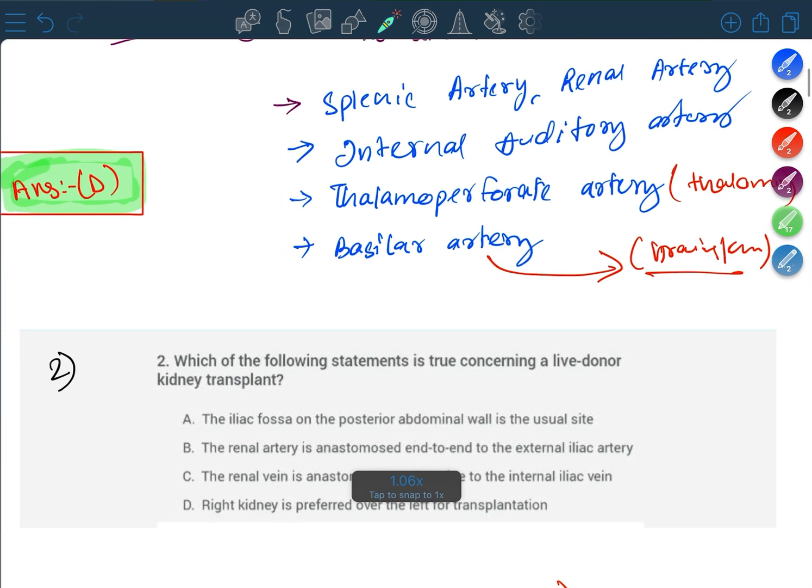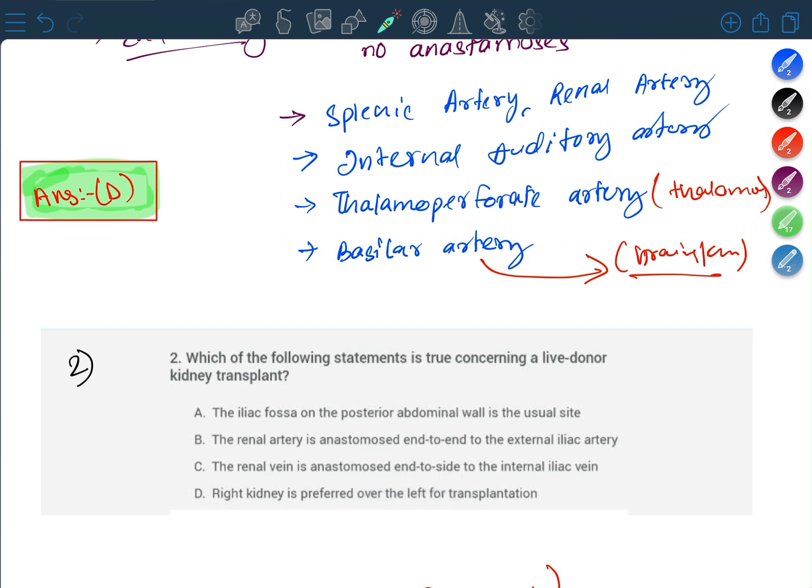Now move on to the second question. Which of the following statements is true concerning live donor and kidney transplant? This is another tricky question. You have to remember the criteria for dead donor and for live donor. This falls under transplant questions. The options are: the iliac fossa on the posterior abdominal wall is the usual site; the renal artery is anastomosed end to end to the external iliac artery; the renal vein is anastomosed end to side to the internal iliac vein; right kidney is preferred over the left for transplantation. So pause it, answer, and then we will move forward.